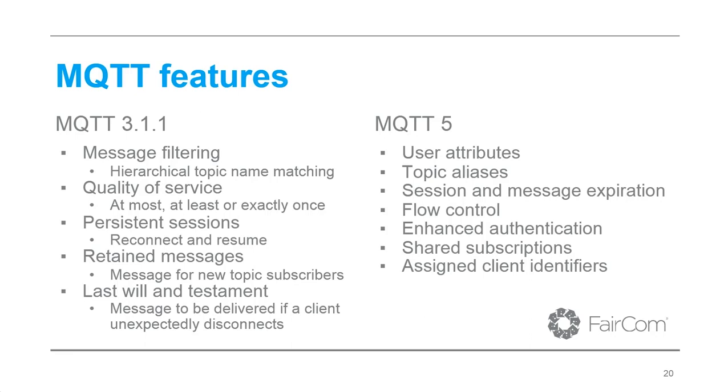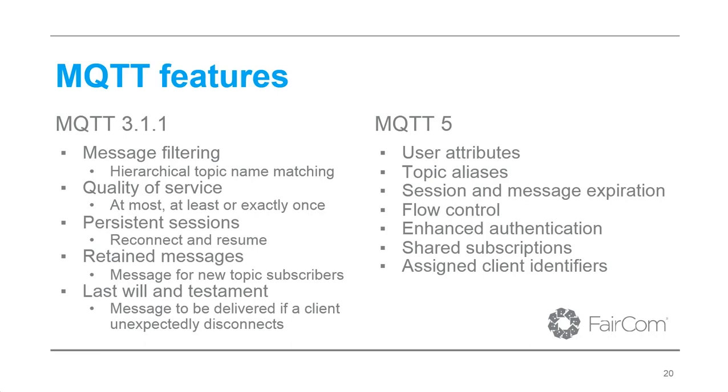Quality of service touches on the guaranteed delivery that I mentioned a little bit earlier. There are different levels, from far from guaranteed, at most once, all the way to guaranteed, exactly once. Persistent sessions: clients may be, for lack of a better word, ungracefully disconnected. It could be powered off, or there could be a network error. How can we handle it when they come back on and we just want them to resume? Maybe we don't want them to miss any messages that were published while they were offline or disconnected. Those are all in MQTT 3.1.1. There's a few more there.